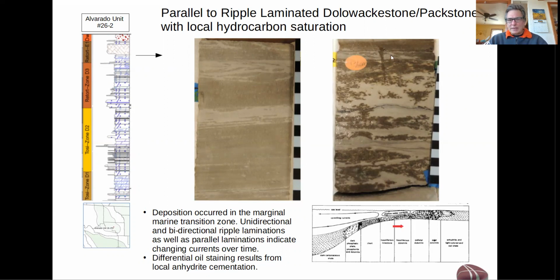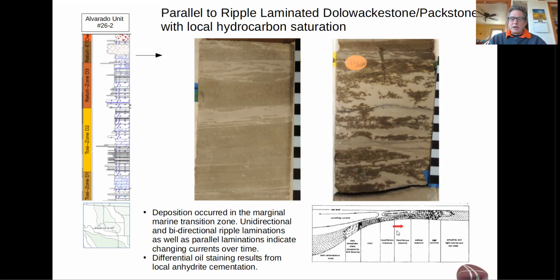On the right, you see what looks to be a patchy saturation of hydrocarbons in this core, and that is the case. You see a little ripple right here. So this is basically the same facies, but in this case, you have a partial oil saturation, and this part of the core is unsaturated with oil.